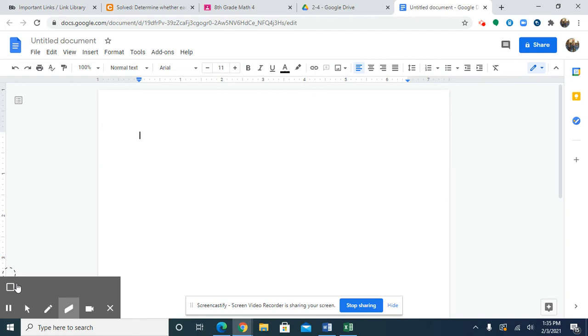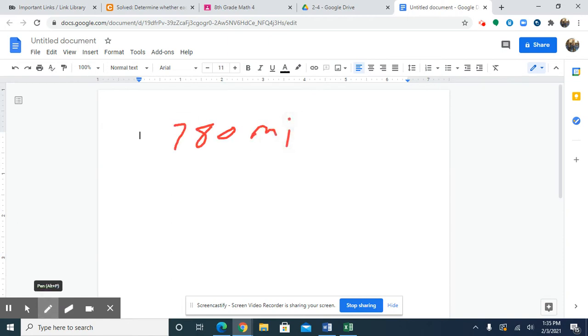And here's how it works. Let's say I have an example where I drove 780 miles. I don't know, that's probably the distance to LA or something like that. And let's say I drove at 60 miles per hour. So how long does it take me to get to where I'm going?